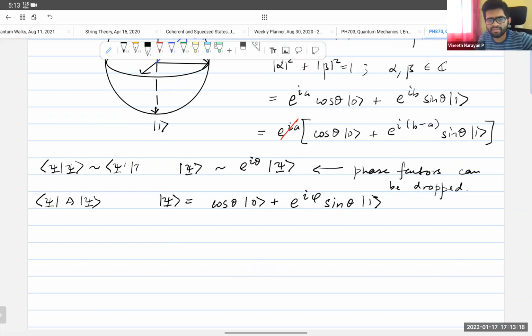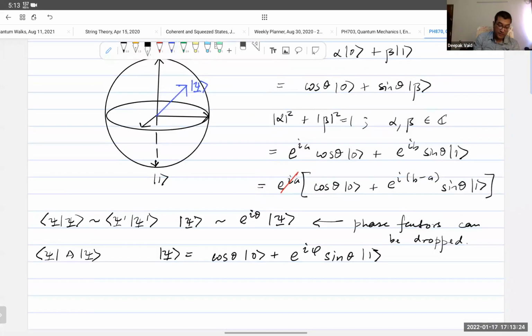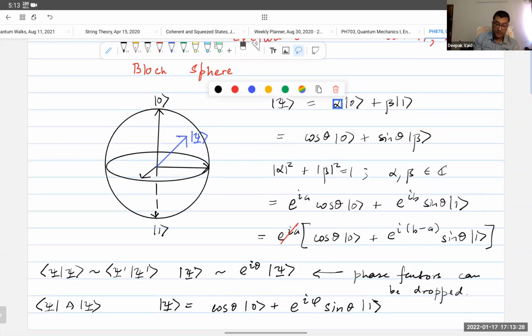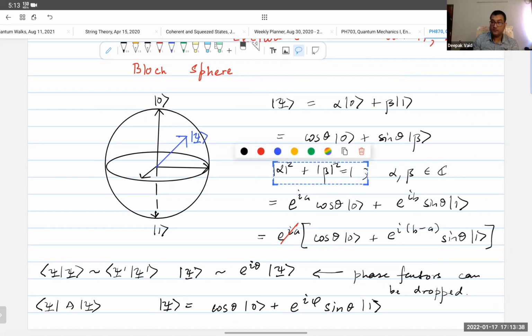So I didn't understand why we multiplied by e to the power iA and e to the power iB in the first place. Well, because alpha and beta are complex numbers in general, right? They are complex numbers which satisfy this requirement, right? So the probability is the modulus squared of the complex number, right?